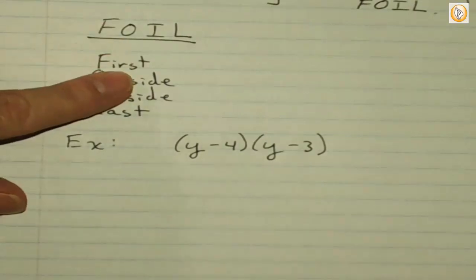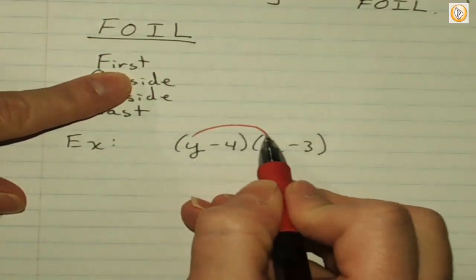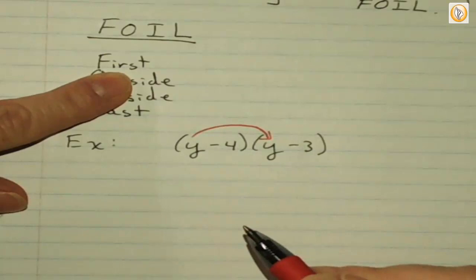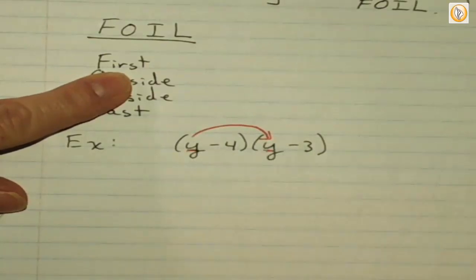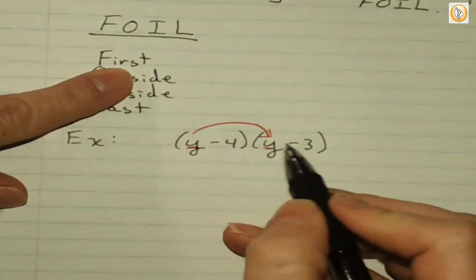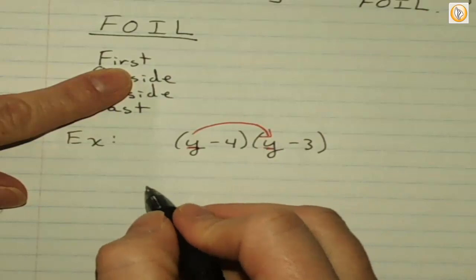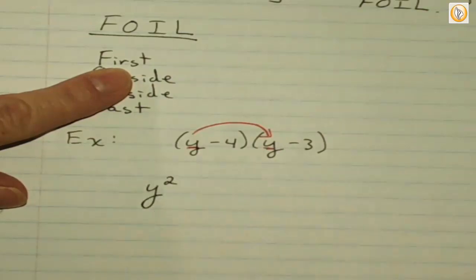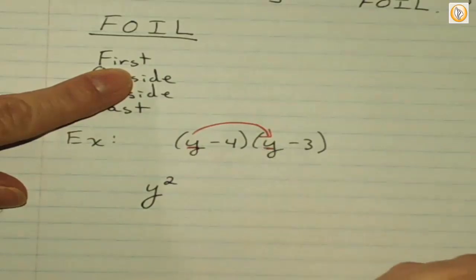So when it says first, that means you're multiplying the first terms together. See? y is first, and this y is first. Emily, what is y times y? Very good, Emily. I'm going to write it down here. So first means you're multiplying the two first terms. Does that make sense?